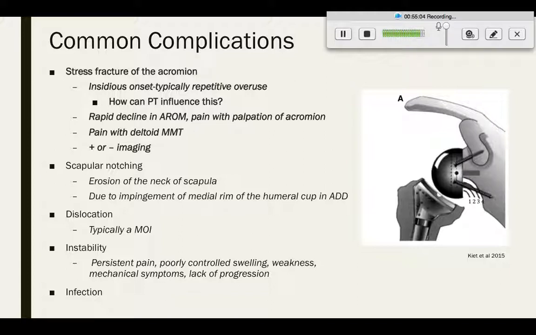Scapular notching is very common, and it's not really something that as PT we can significantly either avoid or influence. What it is, it's erosion of the neck of the scapula, and it's due to impingement of the medial rim of the humeral cup in adduction. So if you look at the figure here, it's impingement of that medial part of the humerus against the scapula. And there's different grades to it, like grades 1 through 4, more or less.